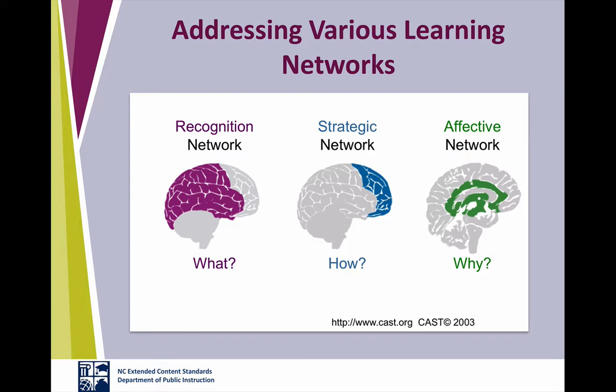In addition to its core principles of multiple and flexible means of representation, expression, and engagement, the developers of UDL from CAST describe three different learning networks that we should be working to engage for all learners. These are called the recognition, strategic, and affective networks.